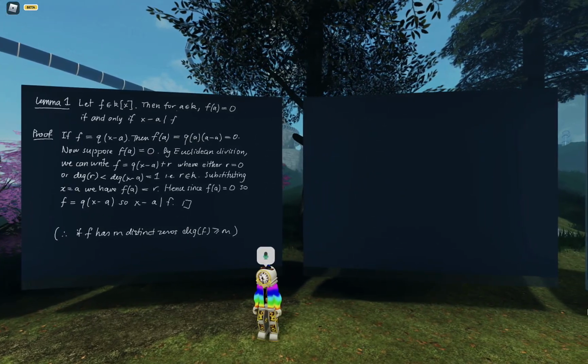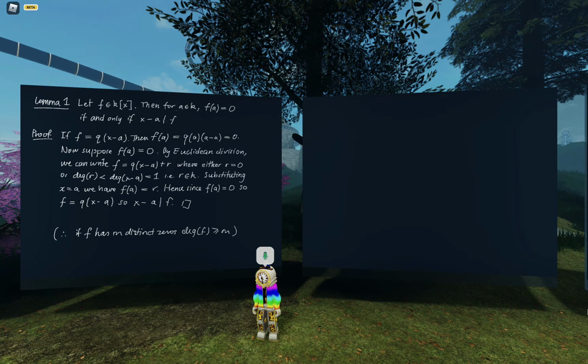I want to now talk about doing this in multiple variables.